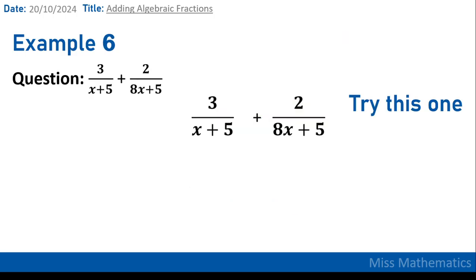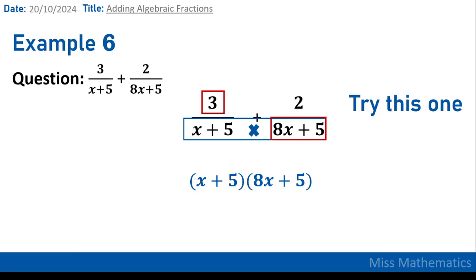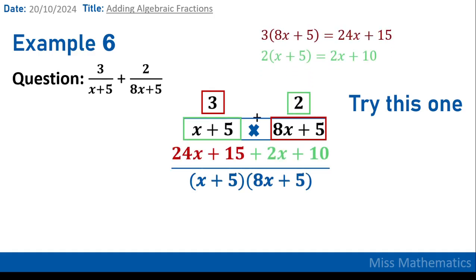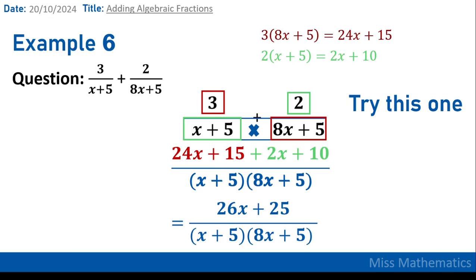So try out this one yourself. So yet again we times the denominators together and we can leave it in its factorized form, we don't need to expand it out. Then you cross multiply 3 times x times (8x + 5), and then 2 times (x + 5). Add them together, simplify, and you get (26x + 25) over (x + 5)(8x - 5).